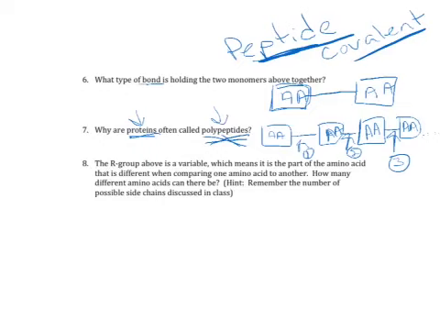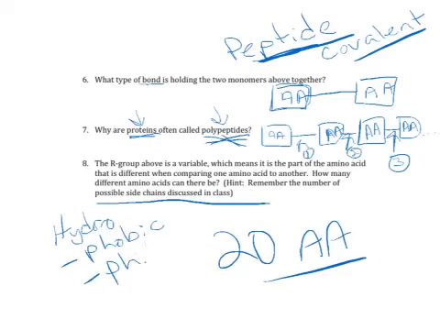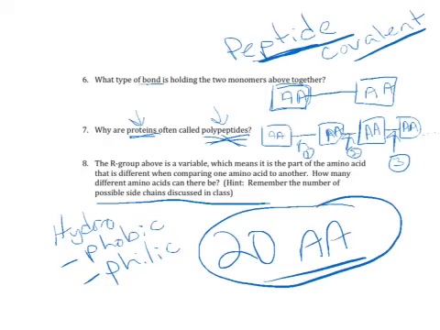Number 8, even though it's pretty long, is really simple. There's 20 amino acids, and if you look at your notes, you'll see that all 20 were listed, and there was a group that was hydrophobic, and there was a group that was hydrophilic. There were a bunch of types of amino acid, but the bottom line was that there were 20 amino acids. Each one could take the place of an R group in the basic structure of an amino acid.